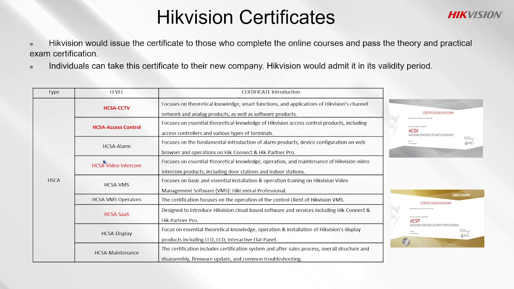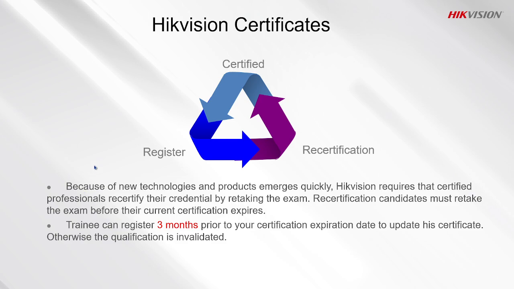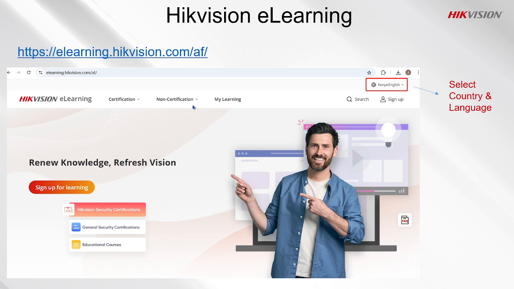Then we have the different certificates that you can get from HIKVISION: HCSA CCTV, HCSA access control, alarm, video intercom, VMS, SAS, and display. So you register, learn, and get certified. If you fail the training, you register again and get recertified. You continue that cycle, and every 2 years you'll have to register and learn again for the certificate.